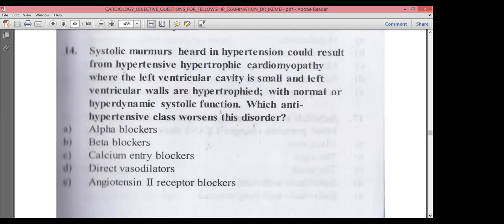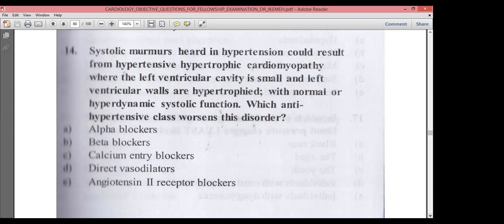Okay. Question 14. Systolic murmurs heard in hypertension could result from hypertensive hypertrophic cardiomyopathy, where the left ventricular cavity is small and left ventricular walls are hypertrophied with normal or hyperdynamic systolic function. Which antihypertensive class worsens this disorder?